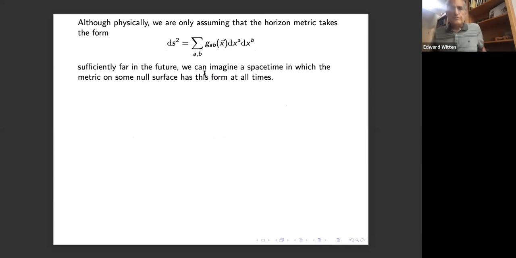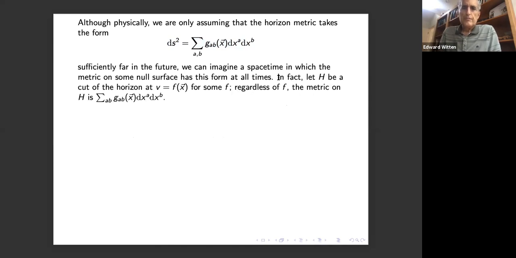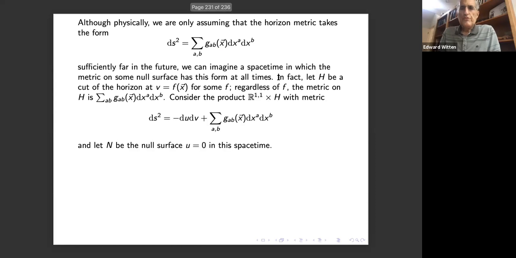Physically, in the black hole solution, the horizon metric only takes this form sufficiently far to the future. But whatever that metric is, we can imagine a space-time with that metric, which has a null surface in which the metric has this form at all times. Well, let me say it even better. I'm going to consider an auxiliary space, which will be two-dimensional Minkowski space times H. H is the black hole horizon we're interested in, a surface with this metric. I would just consider this space-time.